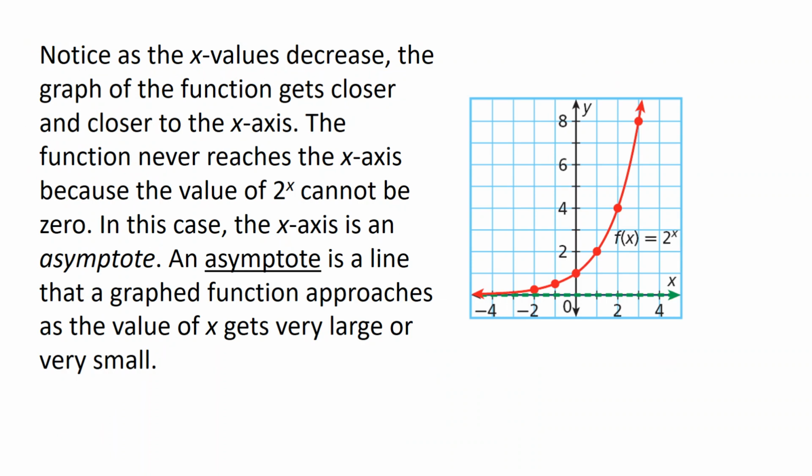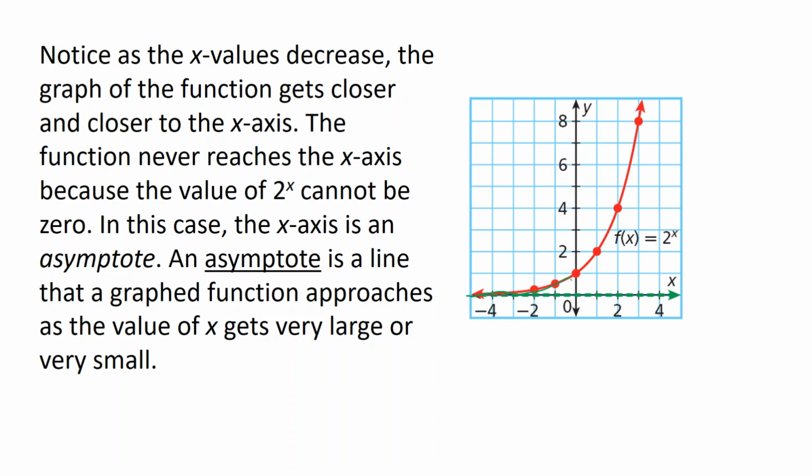Notice that as the x value decreases, the graph of the function gets closer and closer to the x-axis. So we're talking about right in here. Notice as it gets closer and closer to the x-axis, the function never reaches the x-axis because the value of 2 to the x power cannot be 0. So there's nothing we can multiply 2 to the x power by to get 0. So it will get infinitely close to the x-axis but never actually touch it.